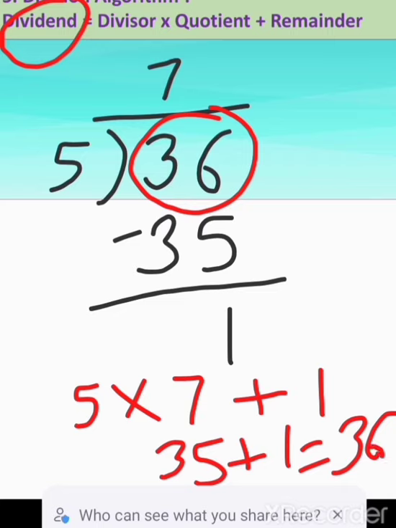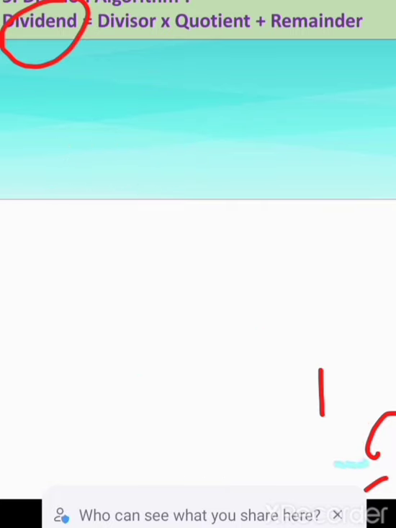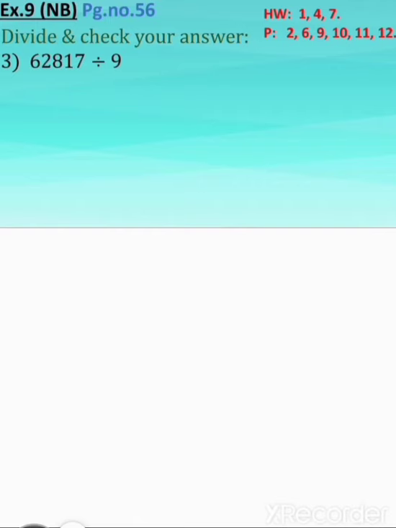It means my whole division is correct. So this algorithm we use just for checking after the division, to check whether my division is right or not. If you make any mistake in the division, your dividend will not come. It means you have missed something. So this algorithm we are going to use for checking in our exercise. Let's take the first sum in exercise 9.